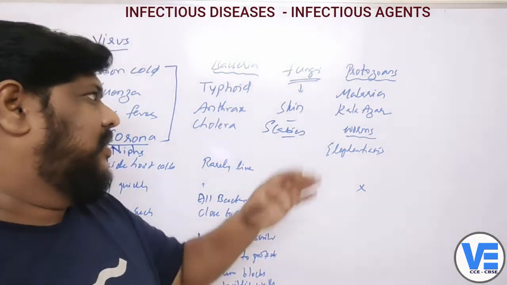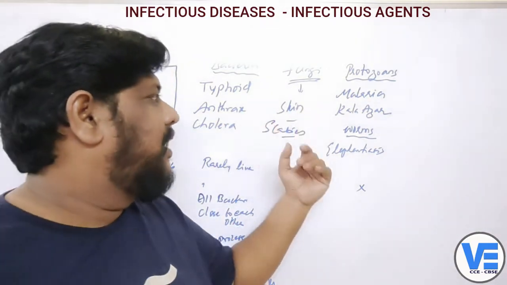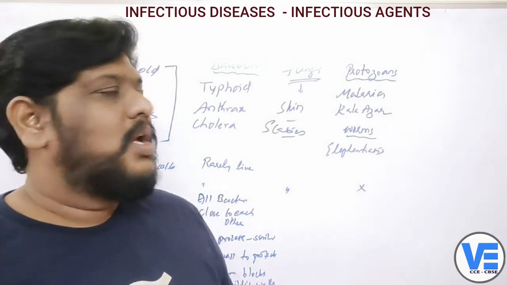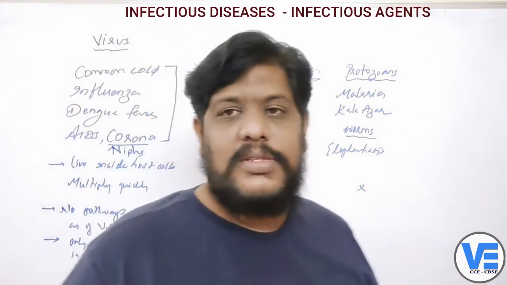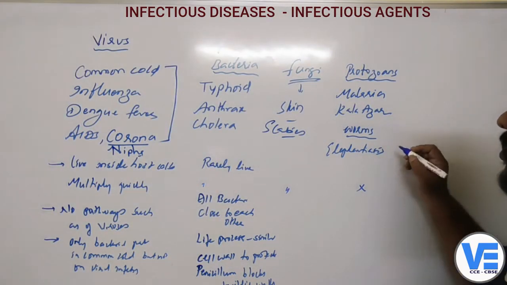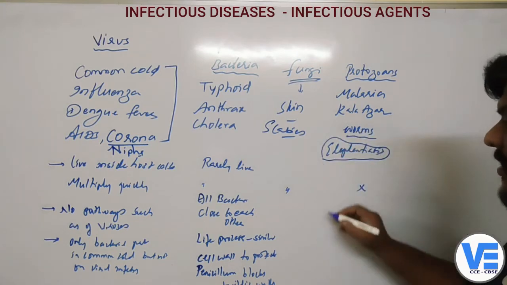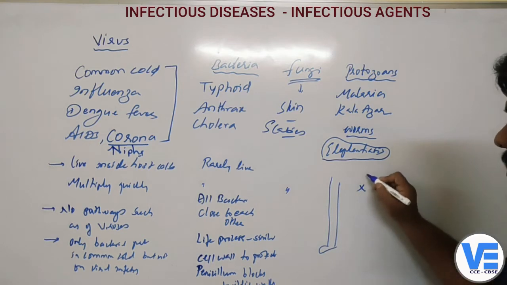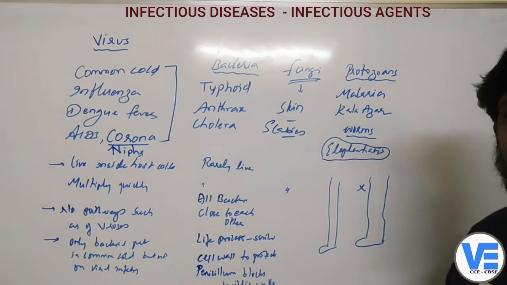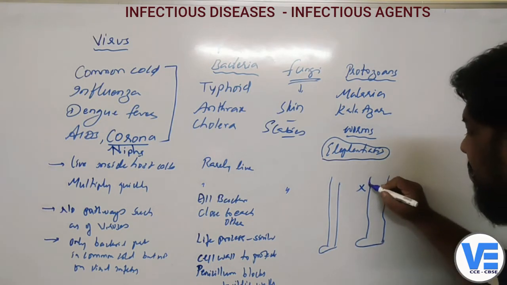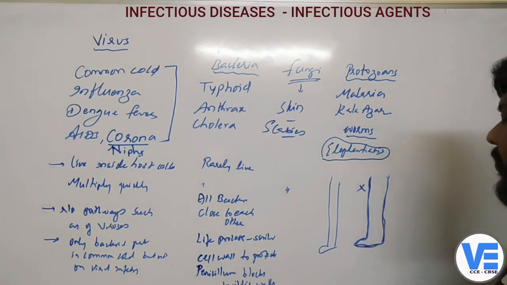Apart from that, there are some protozoans which are also causing diseases like malaria and kala azar. These are the protozoan diseases. And there are some worms also which are causing diseases. For example, you can take Wuchereria bancrofti. It is causing a disease called elephantiasis. This is a normal leg like this, but when a person suffers from elephantiasis, his leg will become larger in size. Then he will not be able to walk properly, isn't it?